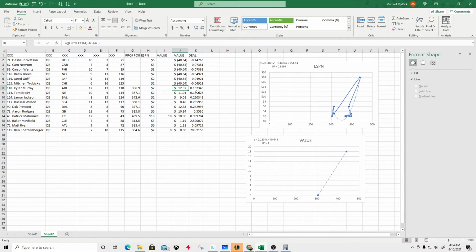So that would be something you put in your head. See, I've got Tom Brady at 11, Lamar at 9, Russell at 8.48. Got Dak valued at $12.35. You're still getting deals on all these guys except anything over 1. So like Baker, Matt, Ben Roethlisberger, according to this, are wasted. They would be gouging you if they try to charge you $3 and $6. They're only worth $1.19 and $1.18 each.